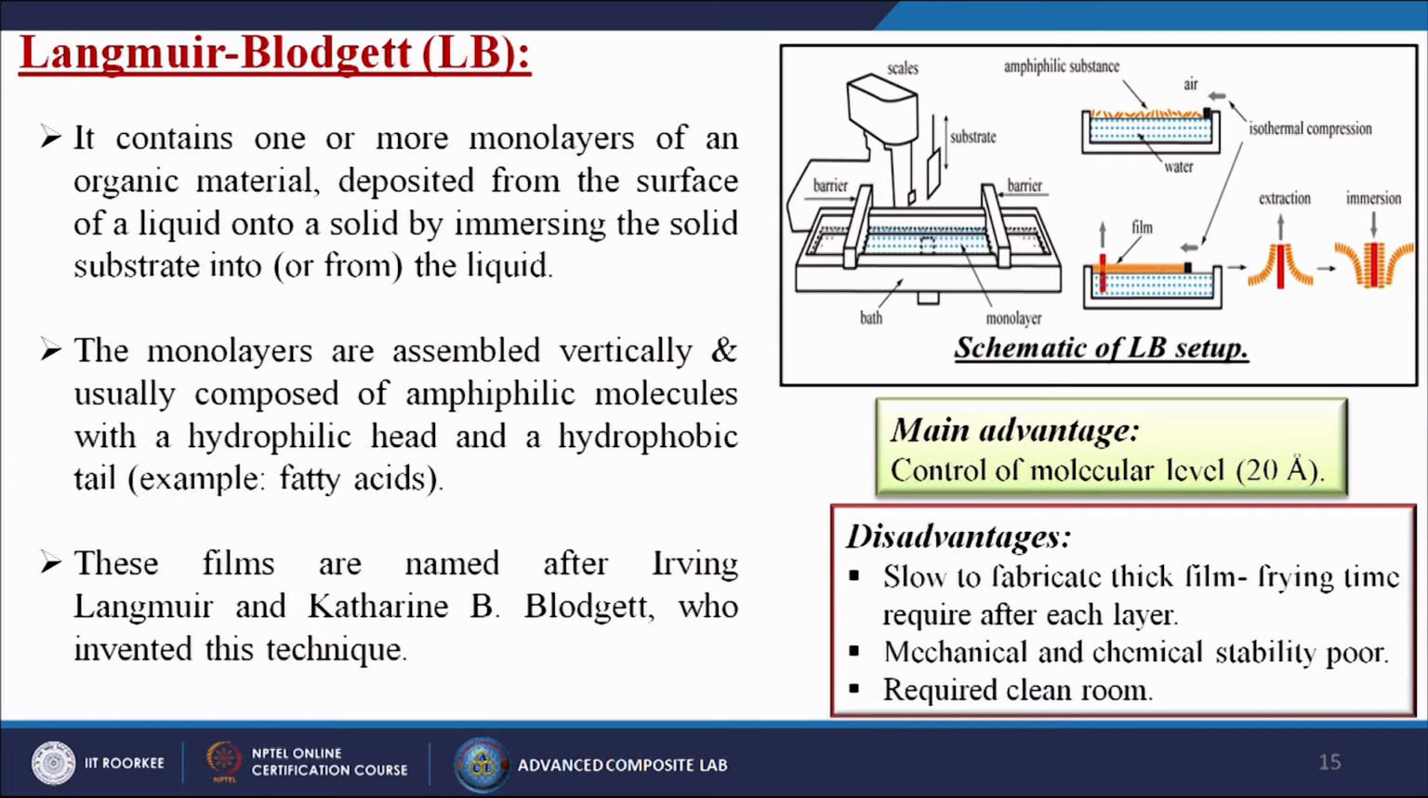The monolayers are assembled vertically and usually composed of amphiphilic molecules with a hydrophilic head and a hydrophobic tail, for example fatty acids. These films are named after Irving Langmuir and Catherine B. Blodgett, who invented these techniques. So, that is why we are calling it a Langmuir-Blodgett film or Langmuir-Blodgett technique.